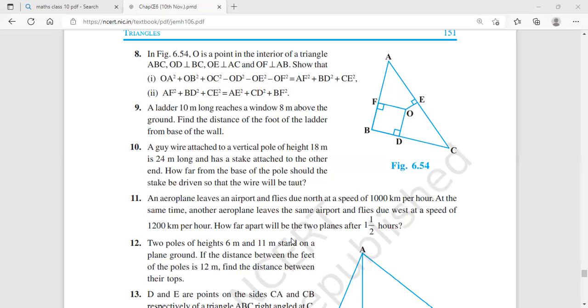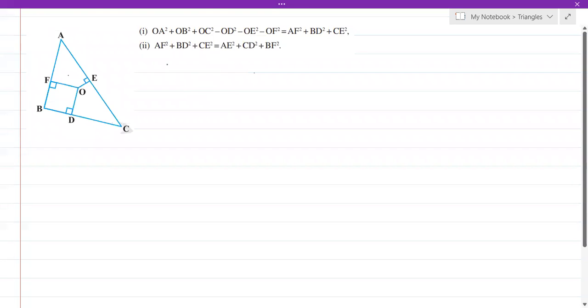Let's start. I've already taken the figure, and what we have to prove, the first one and second one, I've also written that. Now, since we need OA square, we have to join O and A. Similarly, we have to join O and B, and similarly, we have to join O and C. So let me join that. OB is joined. Similarly, OA and OC. Let me join it properly. Okay, so I've joined this. Now, let's take the first one that we have to prove.